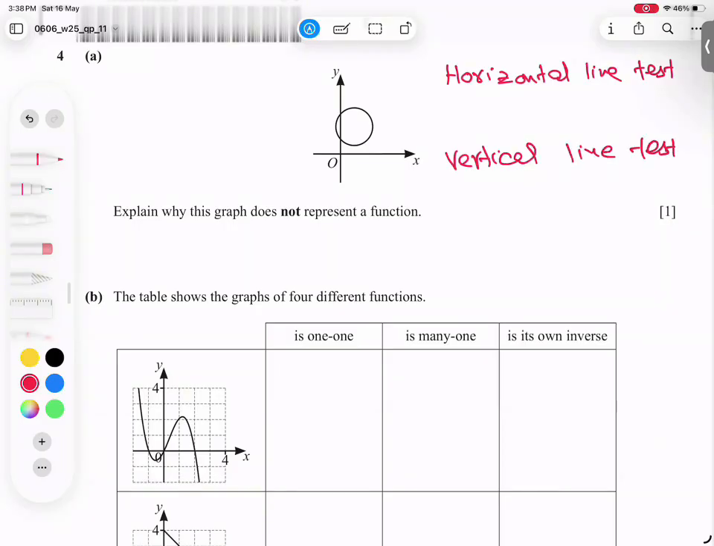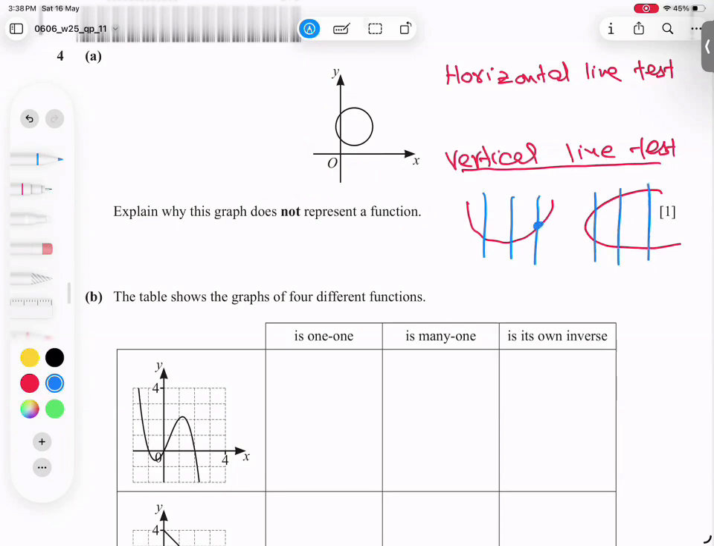Vertical line test decides whether this graph represents a function, yes or no. If I draw vertical lines, for example on this graph or this graph, these are vertical lines. If it cuts one time only, this is called a function. And if it cuts more than one time, two times, it's called not a function. I think the idea is clear. And look now, if I draw a vertical line test, it cuts many times.